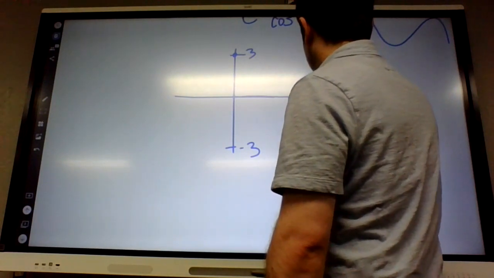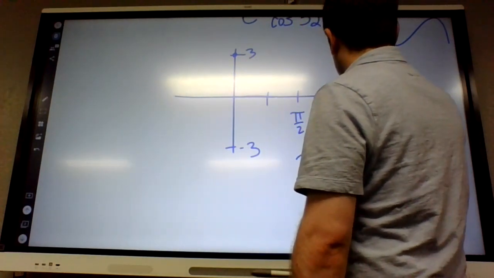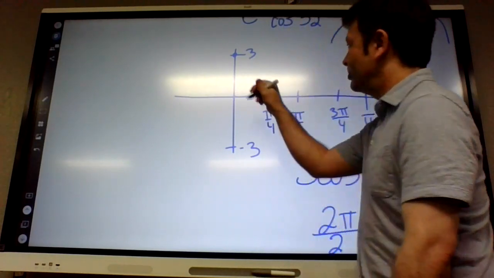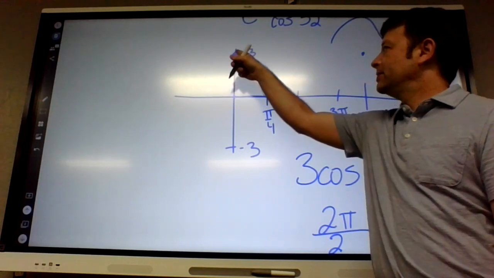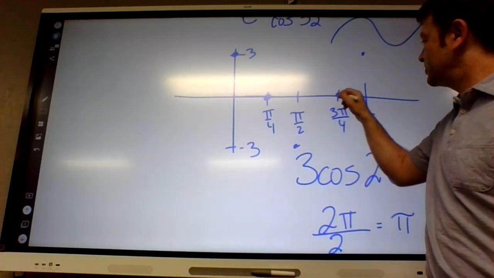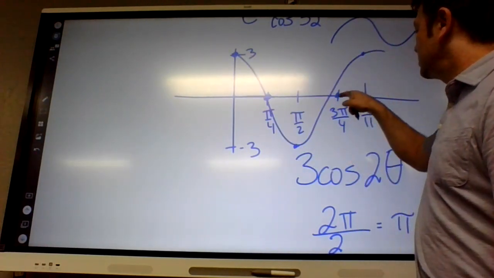So this would be pi over 2. I think on the graph they already labeled all these for us, though. So remember, we just put dots in there: starts at the top, then goes to the middle, then goes to the bottom, then goes to the middle, then goes to the top, and then we just connected them.